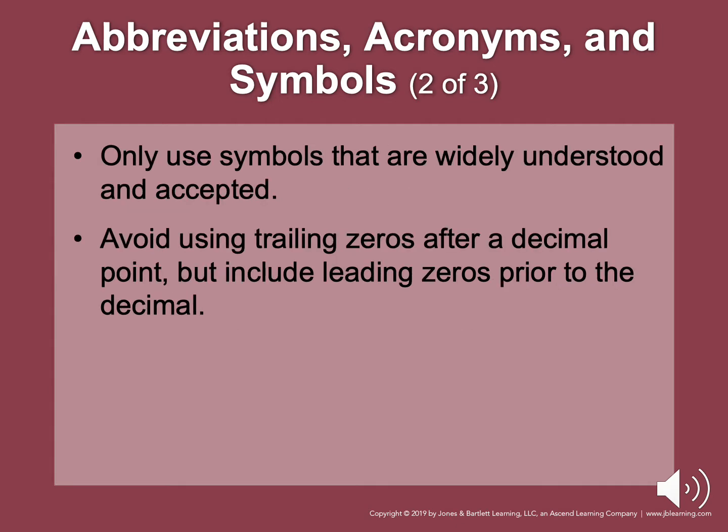Only use symbols that are widely understood and accepted, and avoid using trailing zeros after a decimal point, but include leading zeros prior to the decimal point. So avoid using zeros after the decimal point. Do not use 5.0 milligrams. It could be read as 50 milligrams. If you're reading a report and you use 5 point 0 milligrams, that could be misinterpreted as 50 if somebody was reading over it right quick. So, just use the 5.